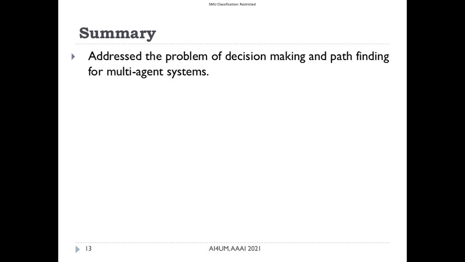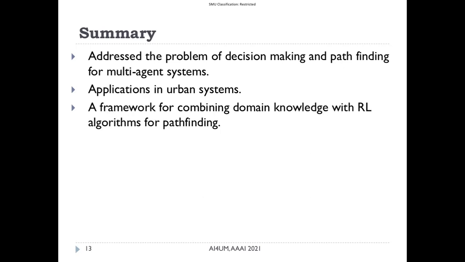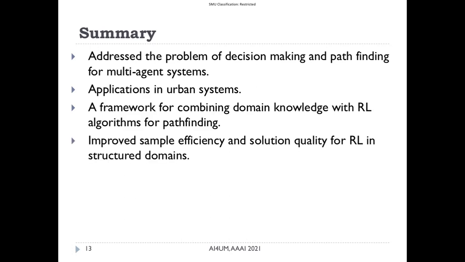So in conclusion, we address the problems of decision making and pathfinding for multi-agent systems using reinforcement learning. We also looked at the applications of multi-agent RL for pathfinding in urban systems like autonomous cars, robots, and drones. We presented a framework that combined domain constraints with RL algorithms for pathfinding, which improves the performance of some previous algorithms, both in terms of sample efficiency and solution quality.